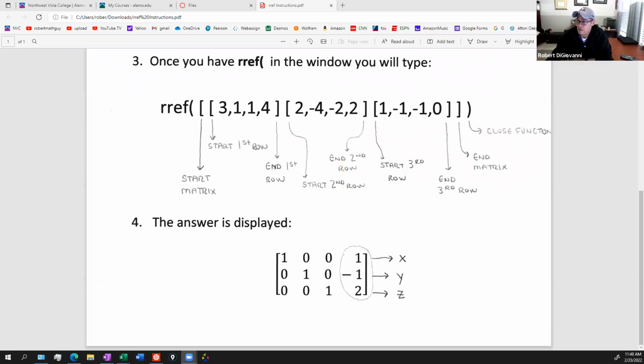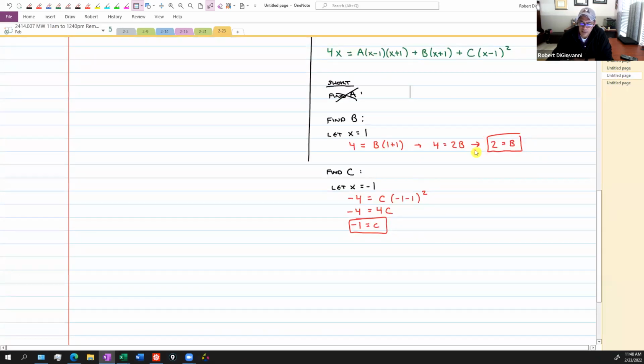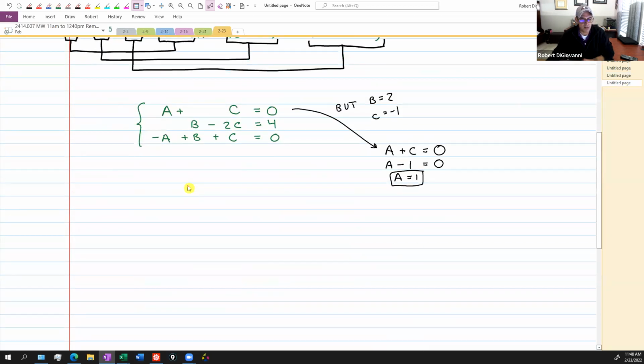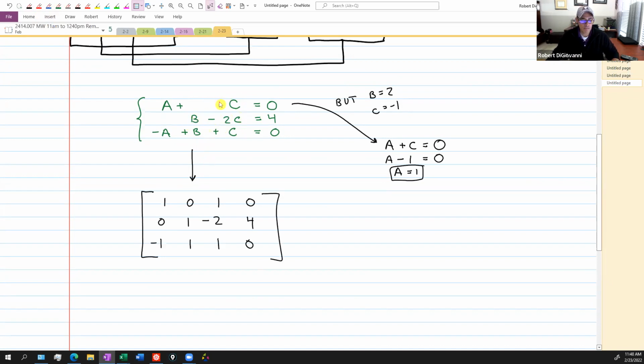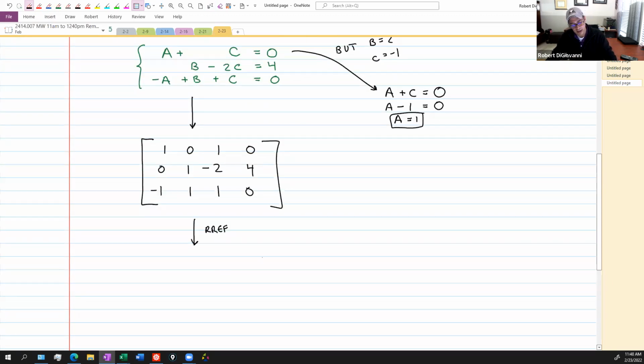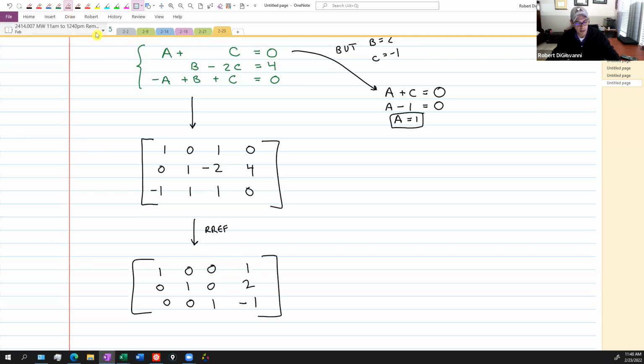Okay, so with that in mind, if we go back to this problem here and we act like we never did this short way, and we just got right down to this right here, then what I could do is convert this into the augmented matrix, put 1 0 1 0 0 1 -2 4 -1 1 1 0, pulling the coefficients off of this, and then do my RREF in my calculator here. And if I do that, I should get 1 0 0 1 0 1 0 2 0 0 1 -1. And there are my solutions, A, B, and C.